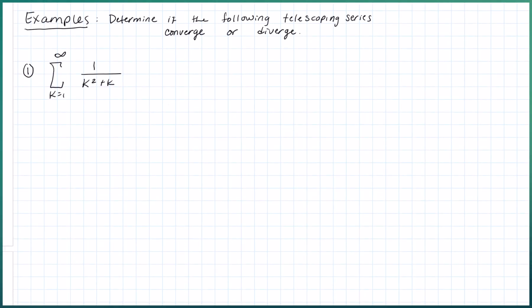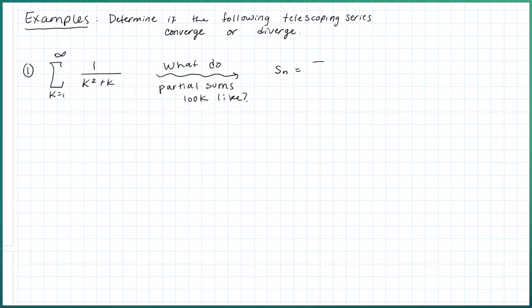So we've got an example. It is the sum from k equals 1 to infinity of 1 over k squared plus k. So what I'm going to do here is first just think about what the partial sums look like. What is a partial sum? Well, a partial sum is the sum from k equals 1 to n of those terms, 1 over k squared plus k. So we're going to be looking at those partial sums.